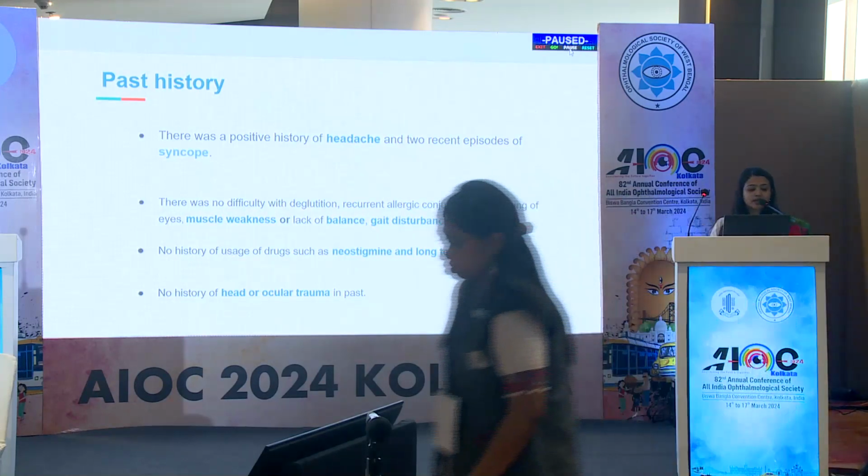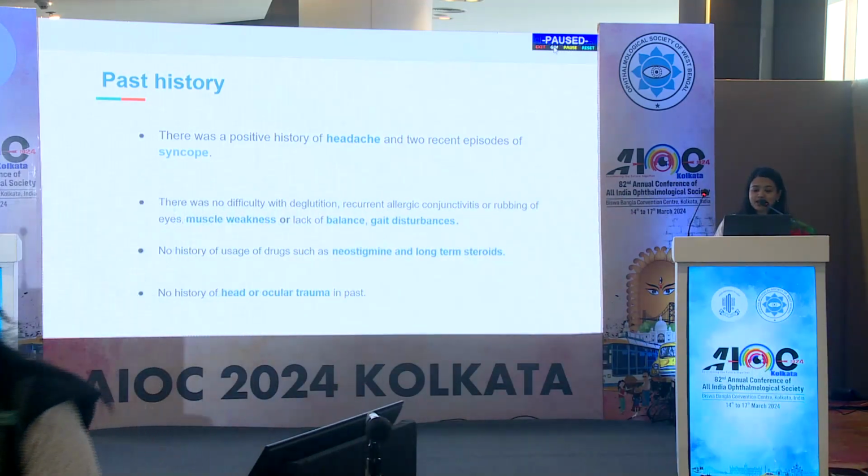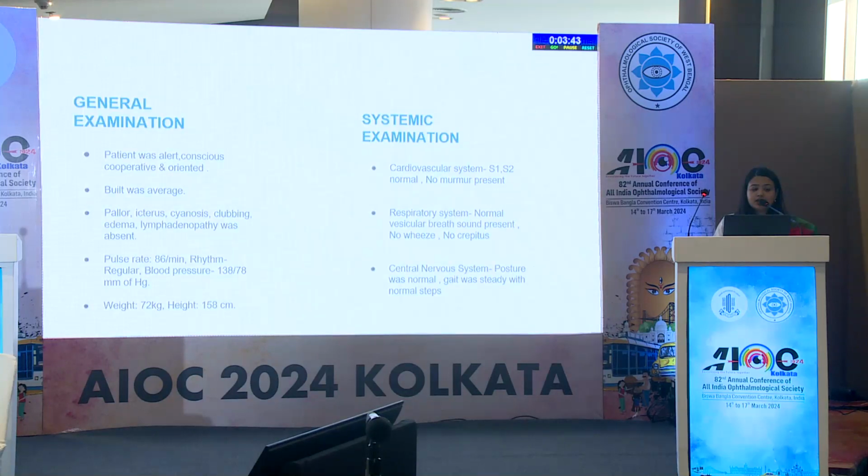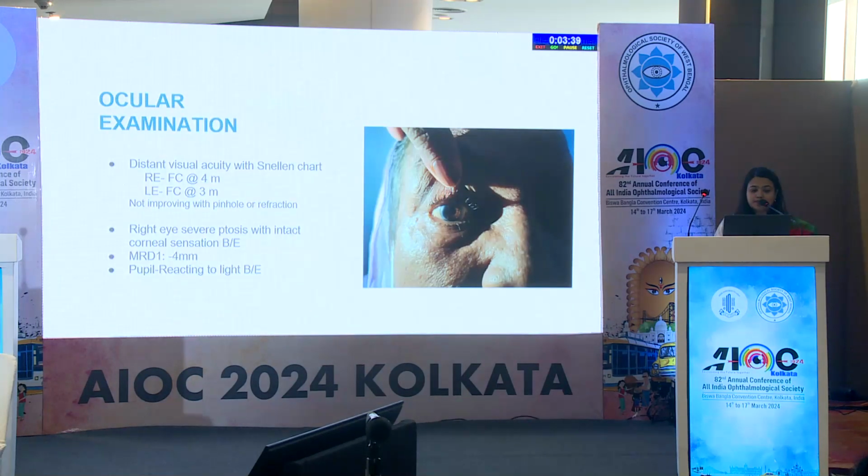Okay. So there was a positive history of headache and 2 recent episodes of syncope. There was no associated history of muscle weakness. Coming to the past medical history, she was diabetic and hypertensive. General examinations and systemic examinations were within normal limits. Coming to ocular examination, her right eye visual acuity was finger count 4 meter and left eye was finger count 3 meter.